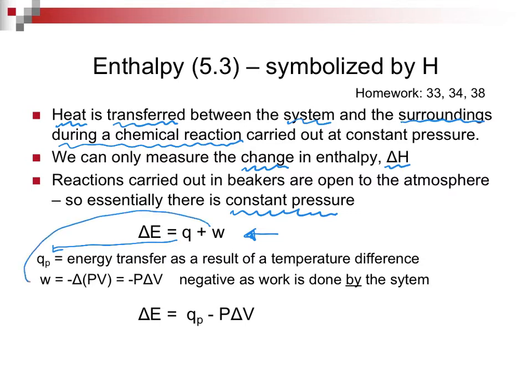What is W? Well, W reverts to delta PV. And since work is being done by the system, it gets a negative sign. And since pressure is constant, it is pulled out from the change. So when we substitute back in, Q has become QP, and W has become a minus P delta V.